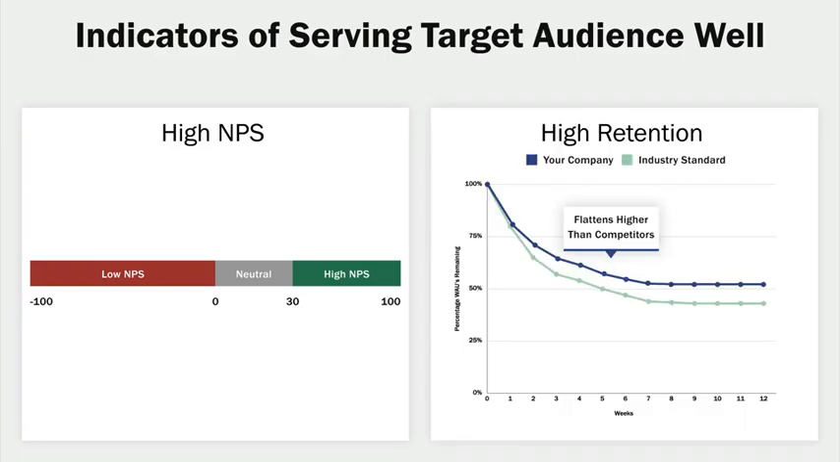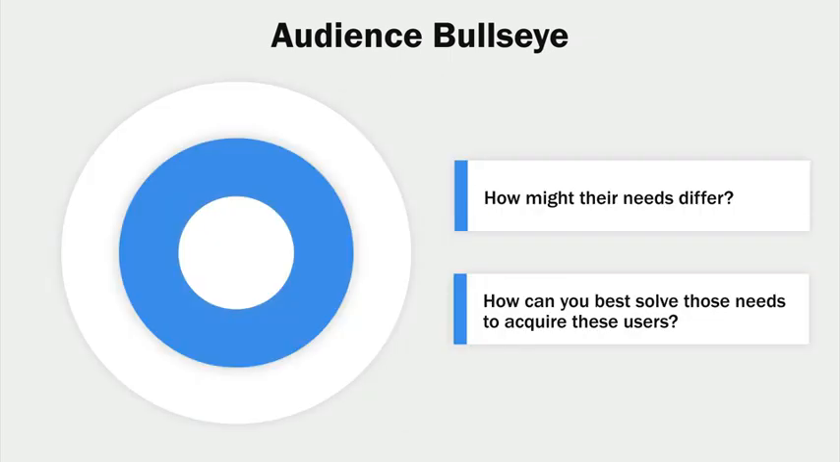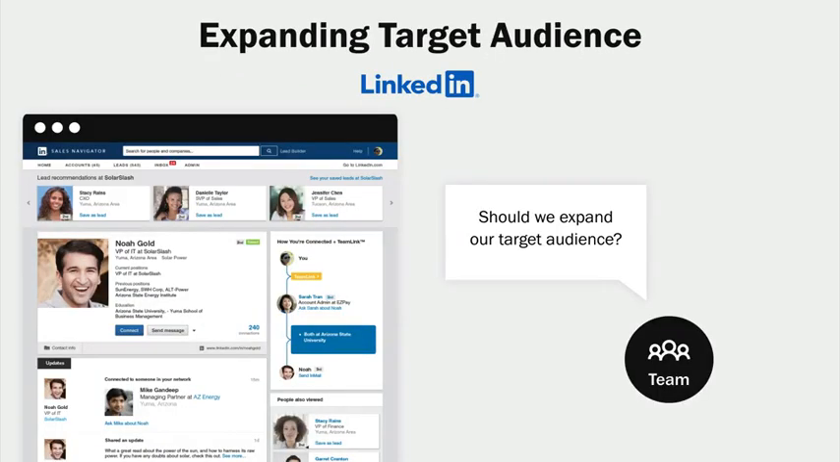High retention. Specifically, you look for your retention curve to not just flatten, but flatten at a percentage that compares to industry levels. If you are serving your existing target audience well, then look to the outer concentric rings in your audience bullseye diagram to see who else it might make sense to serve. For this new audience, consider how their needs might differ, and how you could best solve those needs to acquire them. To illustrate this, consider LinkedIn Sales Navigator.